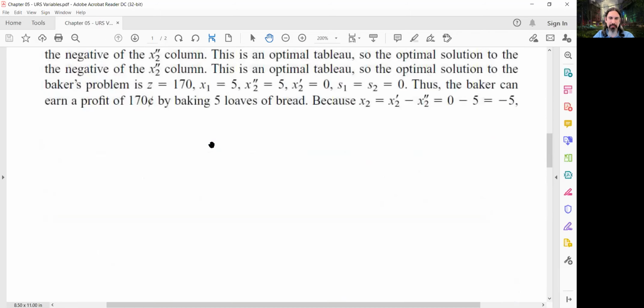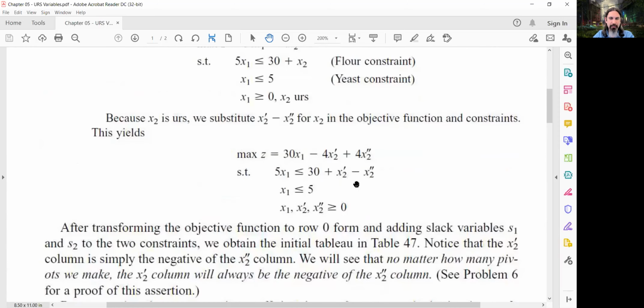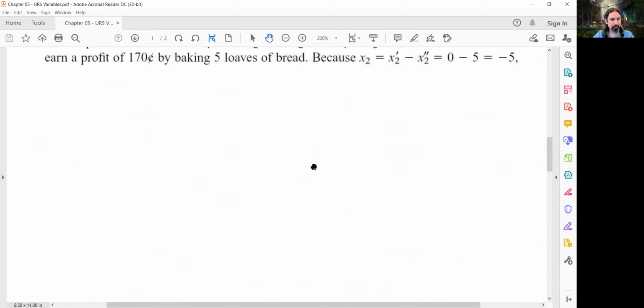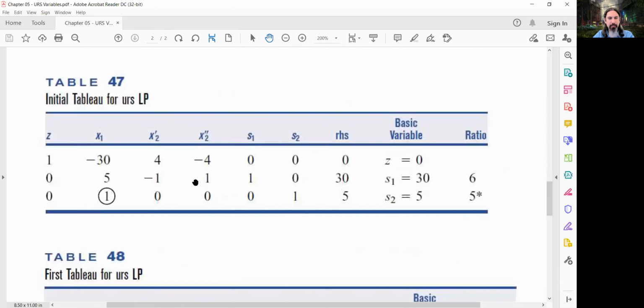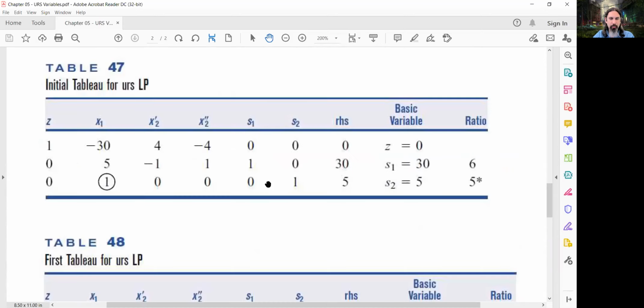I have to do the same thing for the constraints as well, sending these two to the left hand side and adding an s1. So it's going to be 5, minus 1, plus 1, plus 1. And I will have 0 for s2, because s2 is for the second constraint. So we are just adding s2 over here, 1 1 5. Now this is our initial table, the starting table, the basic feasible solution.